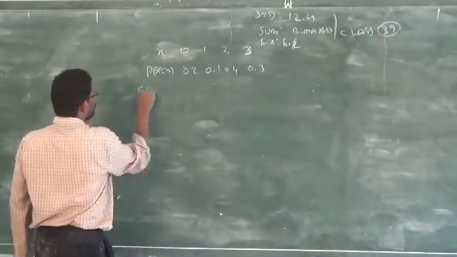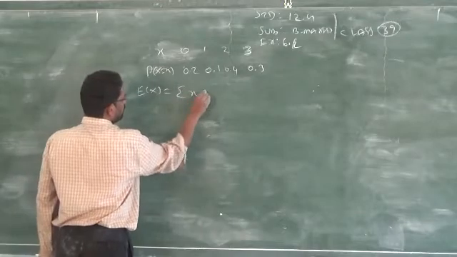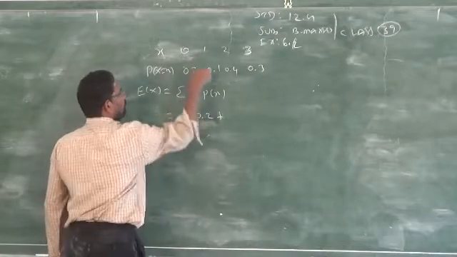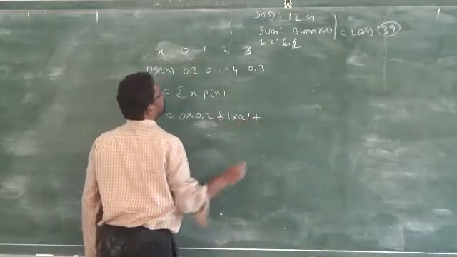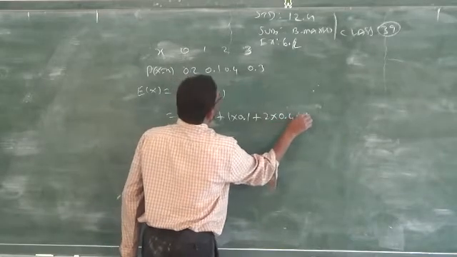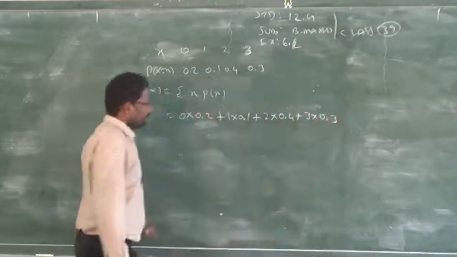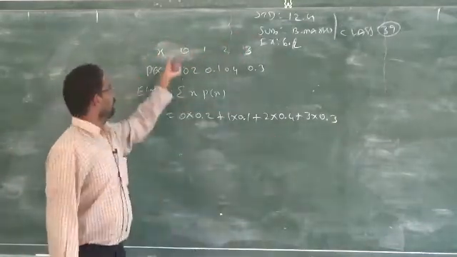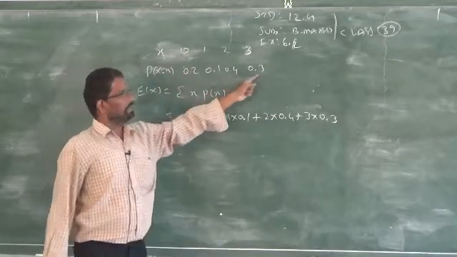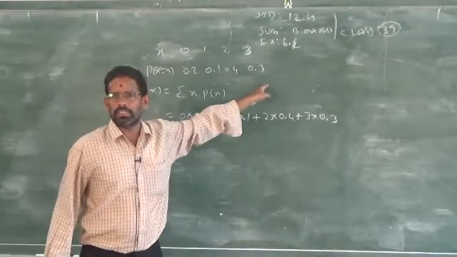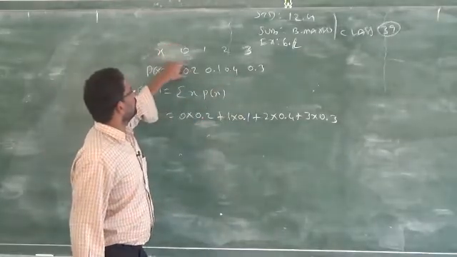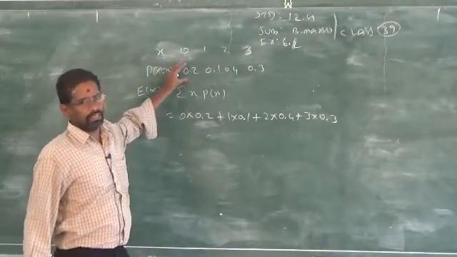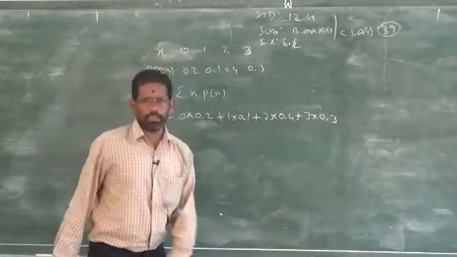How do you find out expected value? E of x is equal to summation x into P of x, isn't it? So what is x? 0 into 0.2 plus 1 into 0.1 plus 2 into 0.4 plus 3 into 0.3. Very simple. Just you have to multiply that weighted. This is called weighted average. Probability is also called weight in expected value. So just you have to multiply 0, 1, 2, the value of the random variable, into the corresponding probability. That is called weighted average. Just you have to multiply and add, you will get E of x.